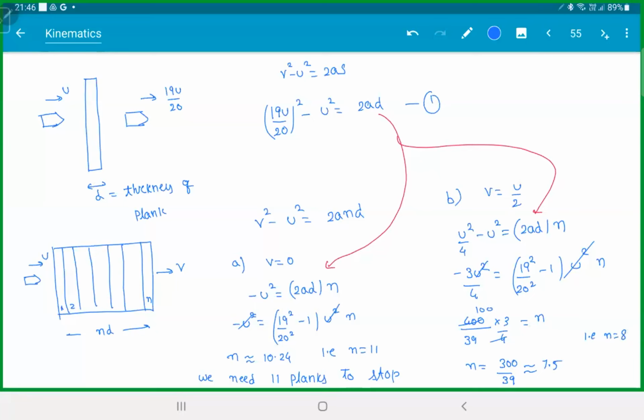You need 8 planks to stop the bullet. Make the speed half. But you need only 11 to stop the bullet. If you get a number like 13.37, you should take the next integer, 14. The meaning of 7.5 is you need 7 planks plus a half plank to stop. So if you just want the speed to become half, if you use 8 planks, it will become more than half, but approximately. You can't put a half plank.